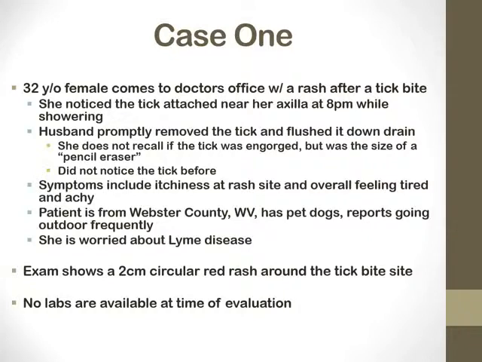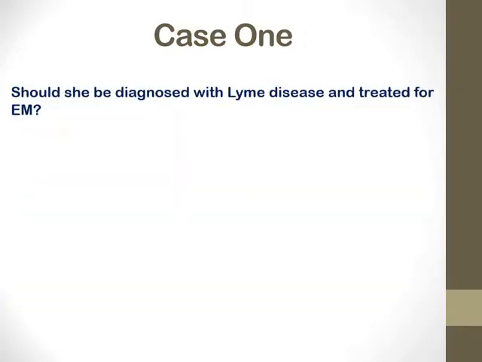Her symptoms included a rash at the tick site and an overall feeling of tiredness and achiness. She was from Webster County and certainly was at risk of tick bites, as evidenced by the fact she had one. She really came to the doctor's office because she was worried about Lyme disease. Her exam showed a 2-centimeter circular red rash around the tick bite site. There were no labs available at the time of evaluation.